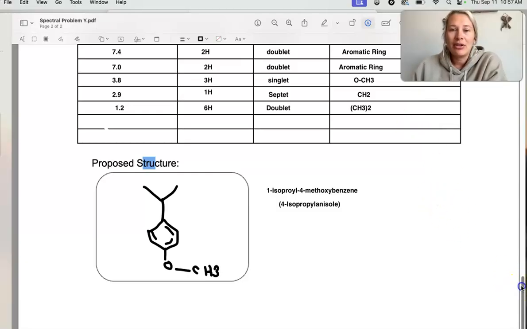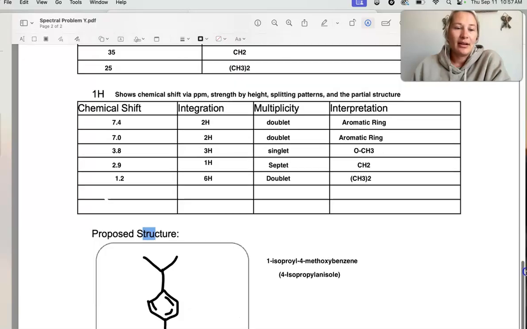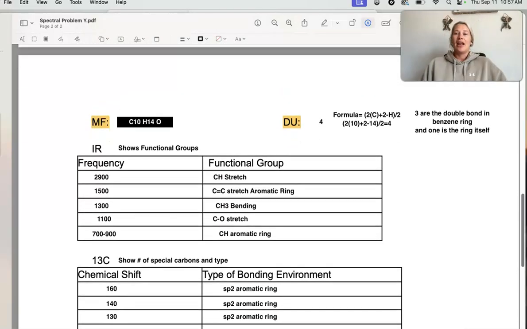Let's go back to our unsaturations. We know that we have 4. Our double bonds are unsaturations, so we have 3 double bonds in this benzene ring, which makes up 3, and the last unsaturation is the benzene ring itself. So there are our 4 unsaturations, which leads me to believe that this is 1-isopropyl-4-methoxybenzene, otherwise known as 4-isopropylanisole. So that is my structure and my formula.